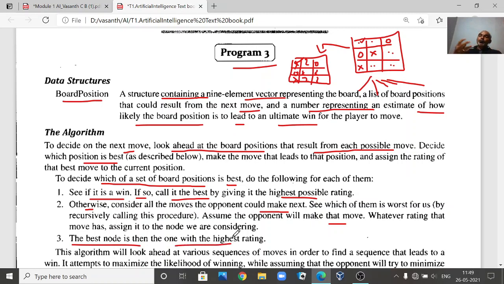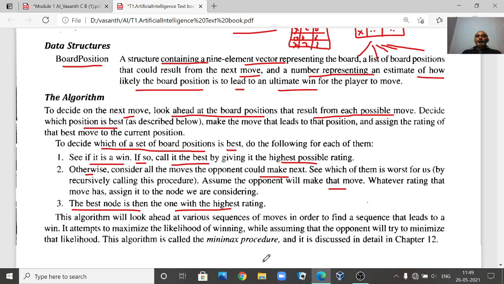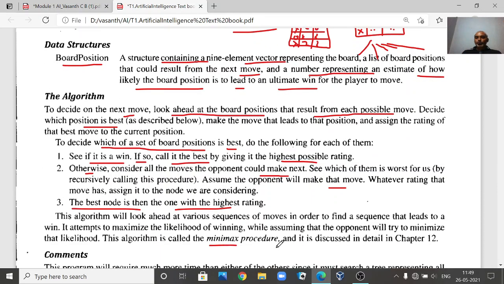Which move is going to give the highest rating? Some numbers, some heuristic values we are going to give. So we use one function here, right? This method, or this algorithm, is called the min-max procedure or min-max algorithm. We will be discussing this algorithm in detail in our forthcoming sessions, right?